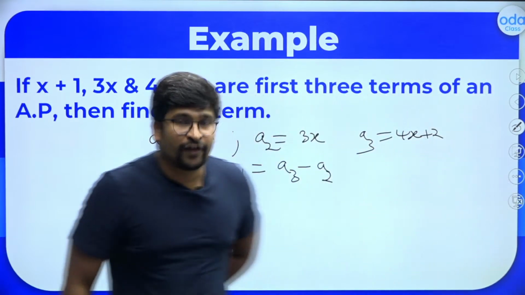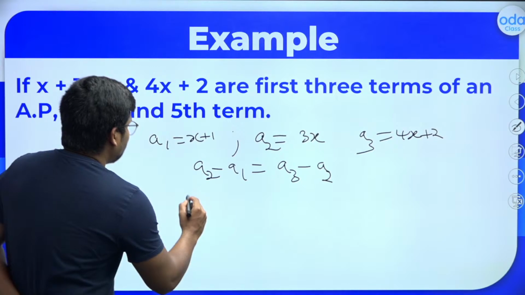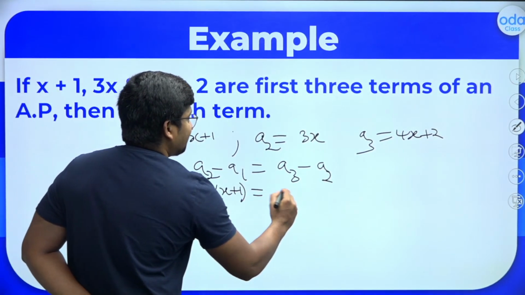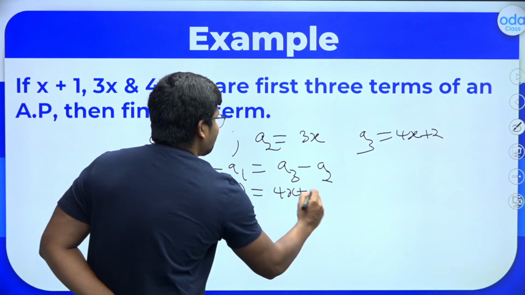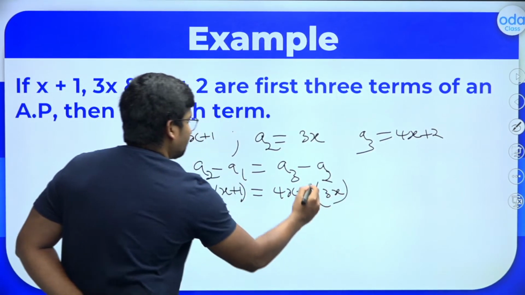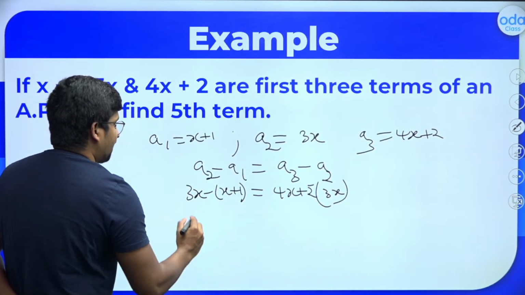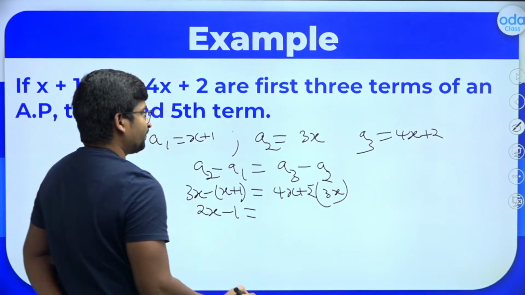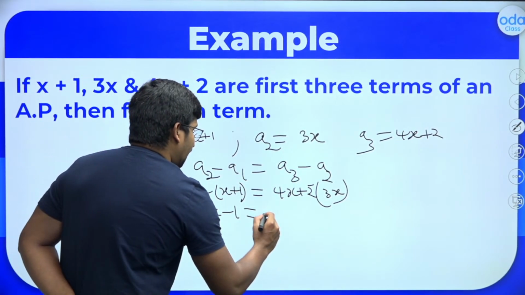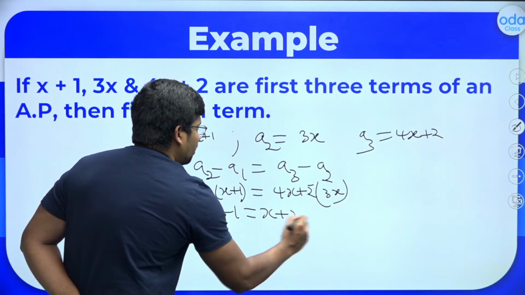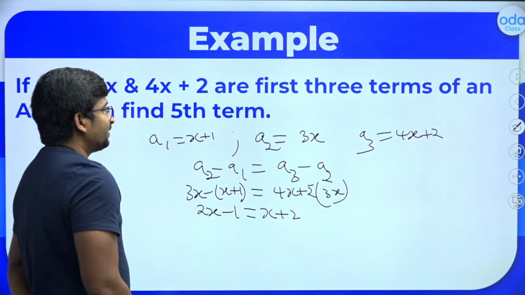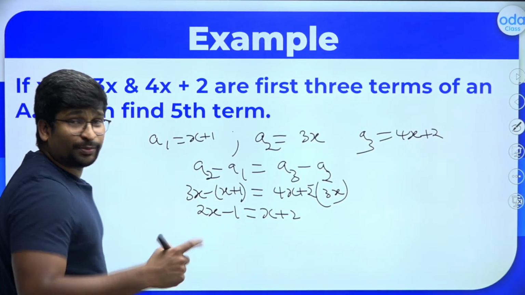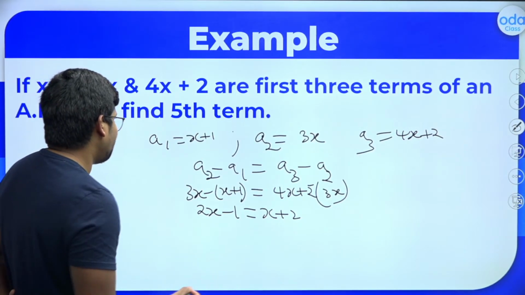So what do you conclude from this? A2 is 3x, so 3x minus (x plus 1) should be the same as A3 minus A2, which is 4x plus 2 minus 3x. That is, 2x minus 1 should be the same as x plus 2, because 4x plus 2 minus 3x: 4x minus 3x will be x, so it should be x plus 2, right?